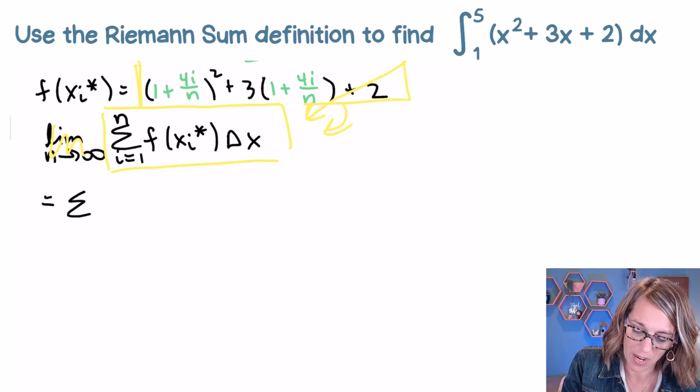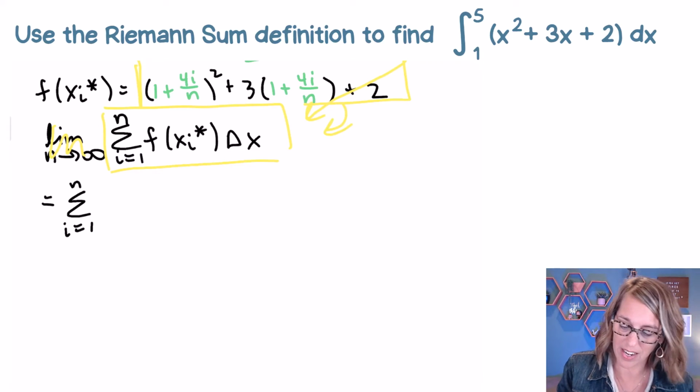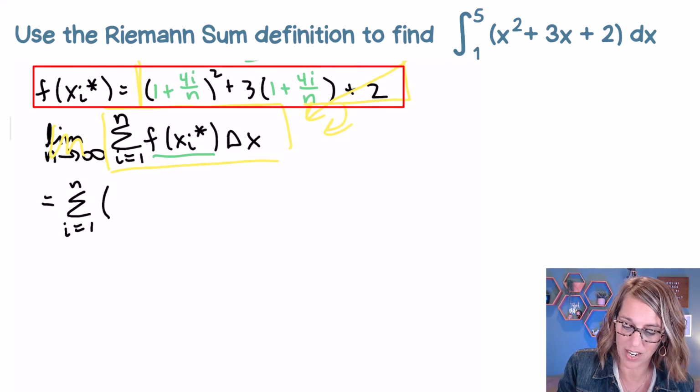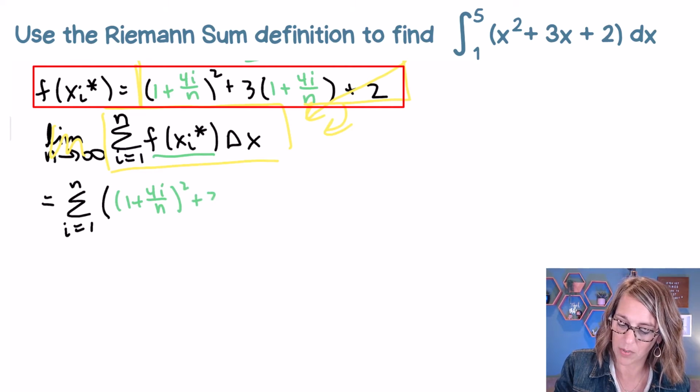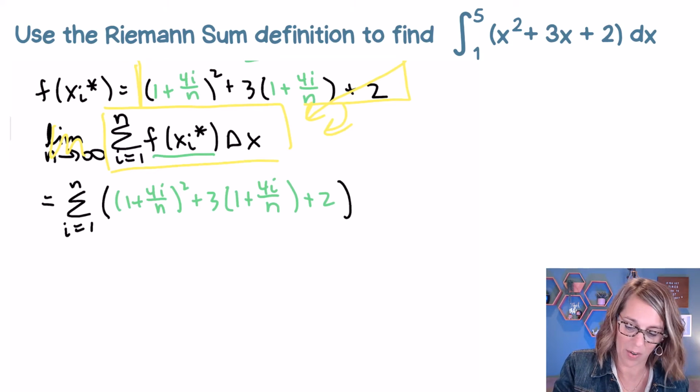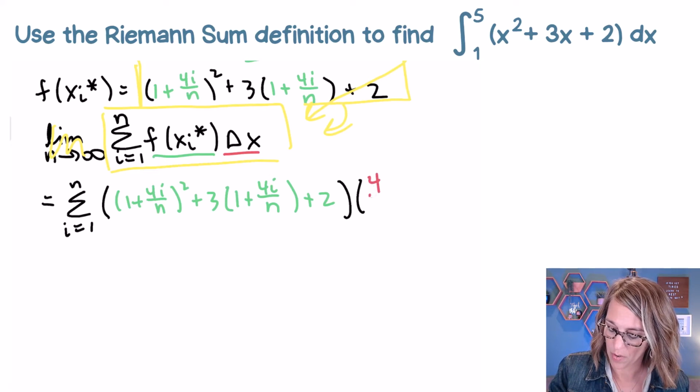So I'm working on that summation. So i goes from 1 to n. Let's go ahead and put in f of x sub i first. I'm going to put that in parentheses. So that is (1 plus 4i over n) quantity squared plus 3 times (1 plus 4i over n) plus 2. And then we're going to go ahead and put in delta x. So delta x is next, and delta x is 4 over n. So let's get that in here as well. So 4 over n.